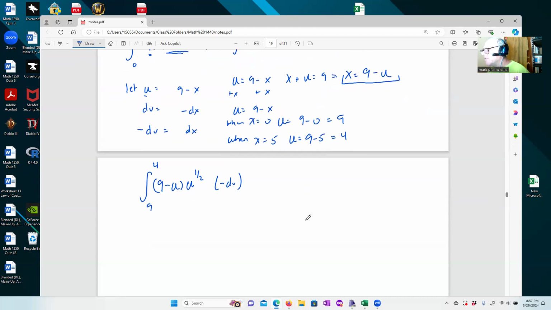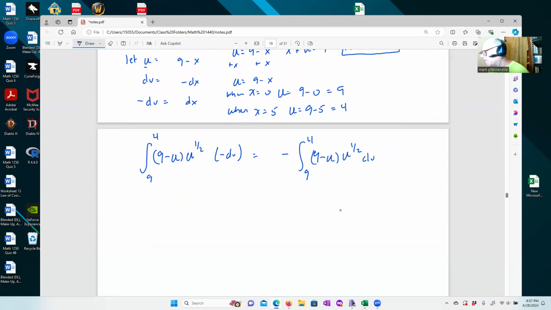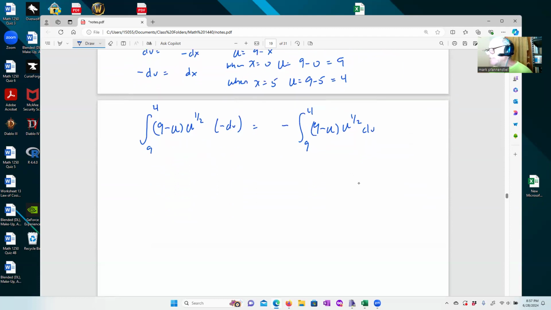Let's clean this up a little bit. There's a negative sign, so we have a negative integral of 9 minus u times u to the 1/2 du, with that negative sign flipped outside. Do you remember that one of the ways we deal with this negative is you could flip the limits? That's exactly what we're going to do. We're going to say this is now going from 4 to 9. I don't have that negative sign anymore, but I do have 9 minus u times u to the 1/2.